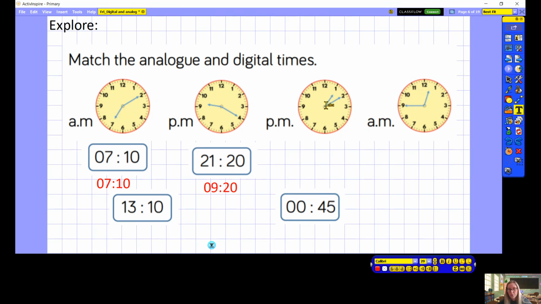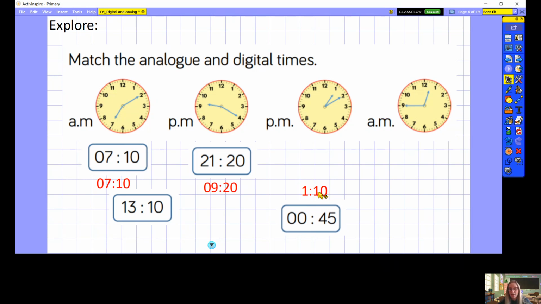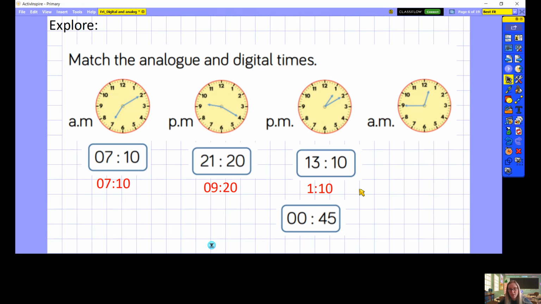Okay, so the next clock: the hour hand is just after 1, so the hour is 1, and the minute hand is on the 2, which is 10. So the hour is 1 and the minutes are 10. If I add 12 to 1, I get 13. So the time would be 13:10 on a 24-hour clock.